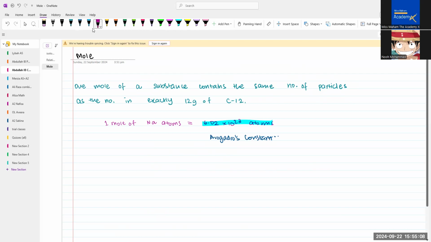Okay. So in chemistry, if I'm talking about any substance, 1 mole of that substance always has this many particles, no matter what that substance is. So if I have a glass of water, I'm going to say that 1 mole of this glass of water has 6.02 into 10 to the power 23 atoms.